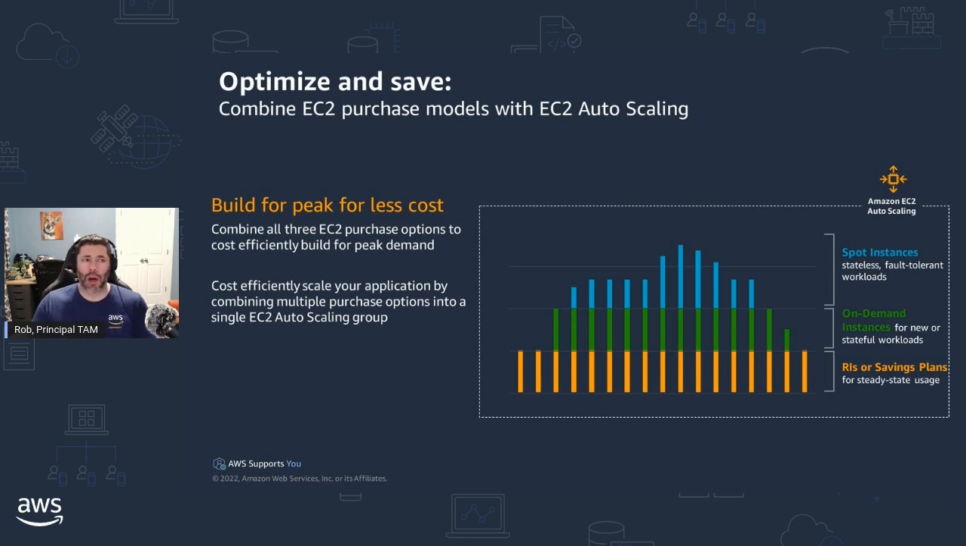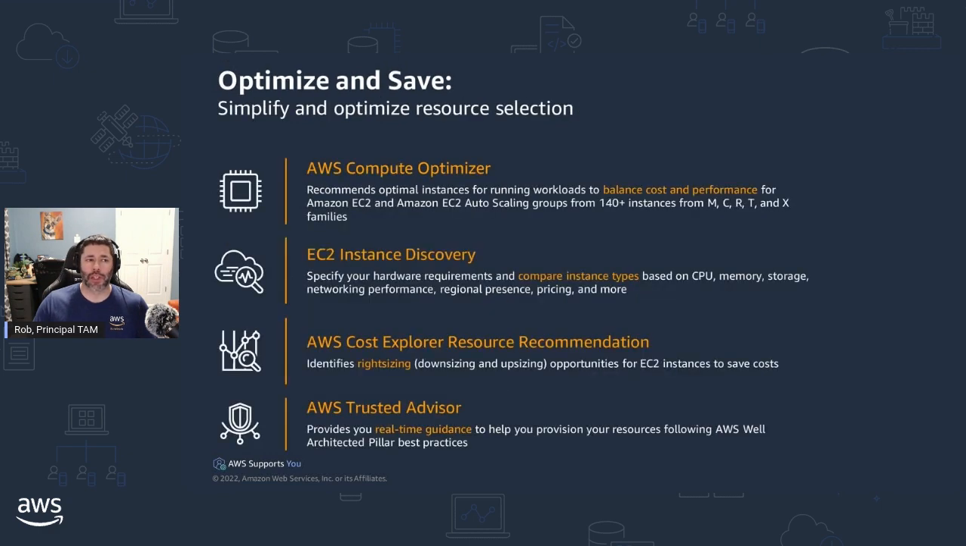Just a little bit more on optimize and save, right? Combining those different purchase models, using Savings Plans, using On-Demand instances, using Spot instances all together to be able to reduce your cost as much as possible. So we've got a lot of different options, right? Just reiterating on those again, Compute Optimizer, Instance Discovery.